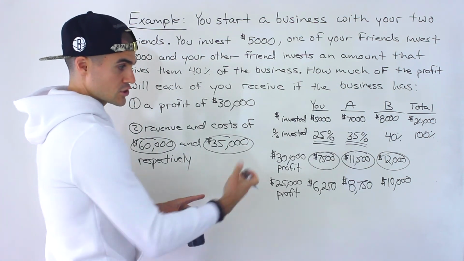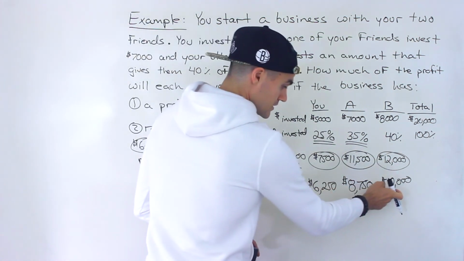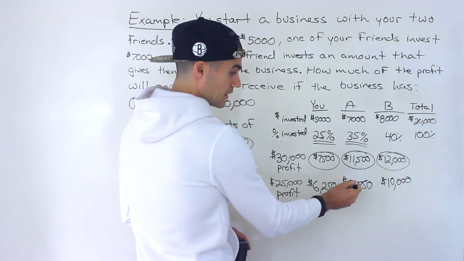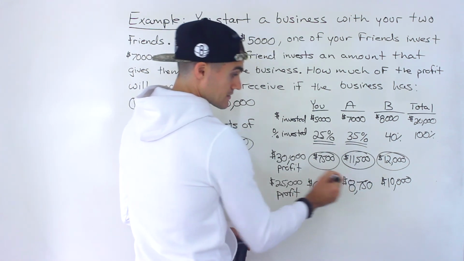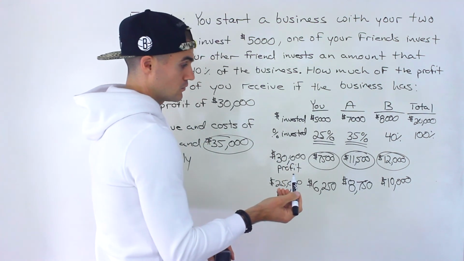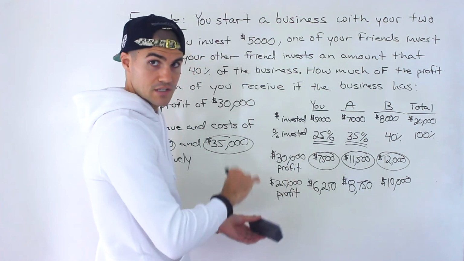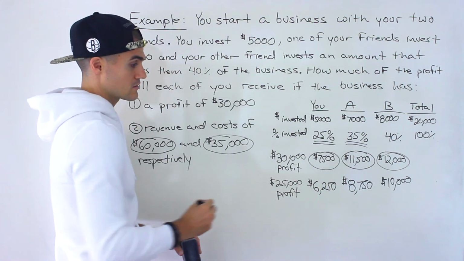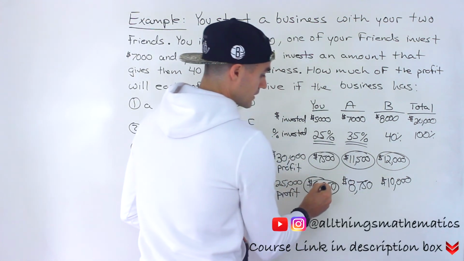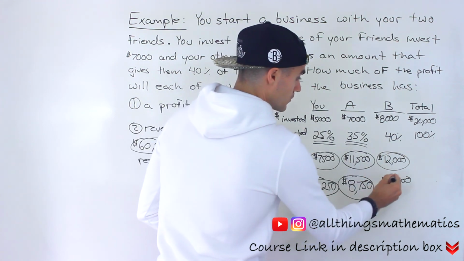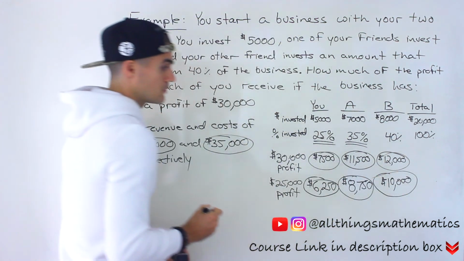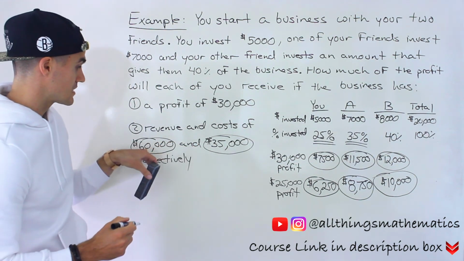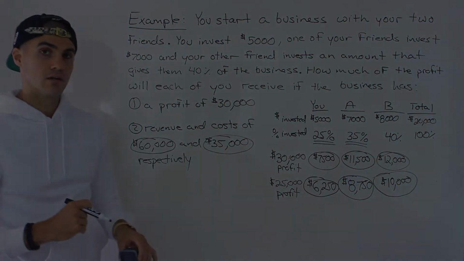And then finally, to check your answer, you can add all of these up. So notice 6,250 plus 8,750, what would that give us? That would give us 15,000, plus the 10,000 would give us that 25,000. So this here would be the breakdown. That's how much you would get, how much friend A would get, and how much friend B would get if the company had revenues and costs of 60,000 and 35,000 respectively.